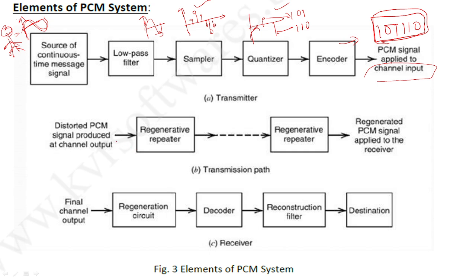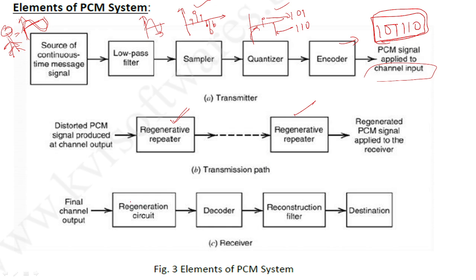Then here you can see the distorted PCM signal produced at the channel output. Regenerative repeater: the function of the regenerative repeater is that it will regenerate. It will reduce the noise and stop the noise, and if the signal strength is less, it will regenerate and repeat the signal. Here again the second stage regenerative repeater is there. This happens on the transmission path.